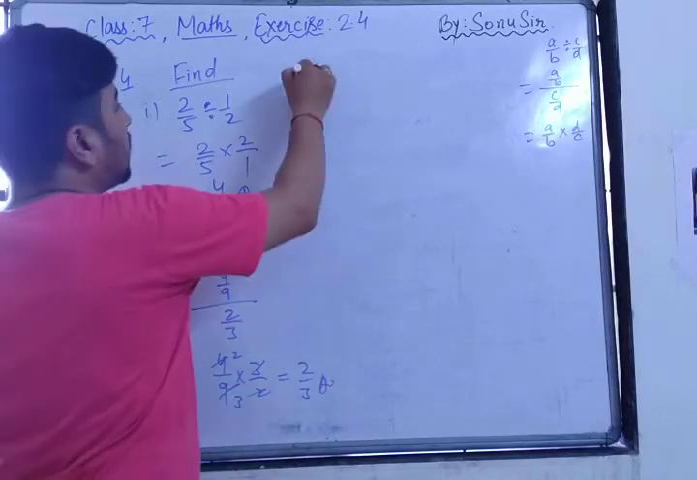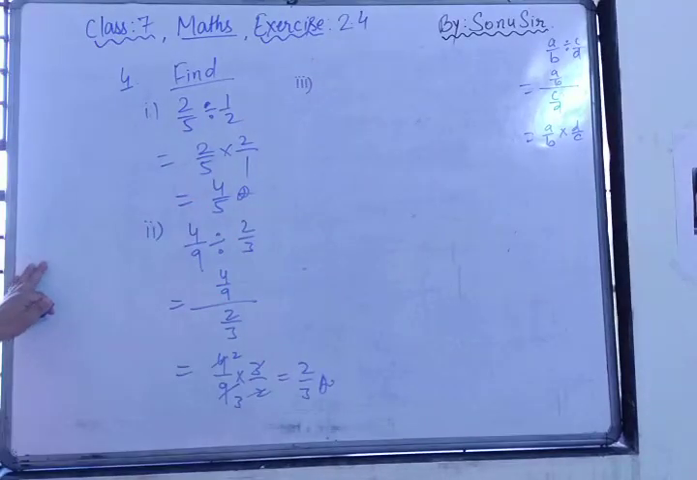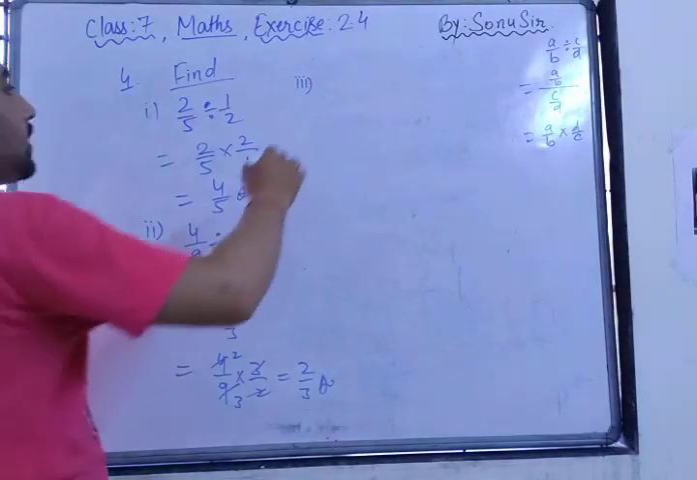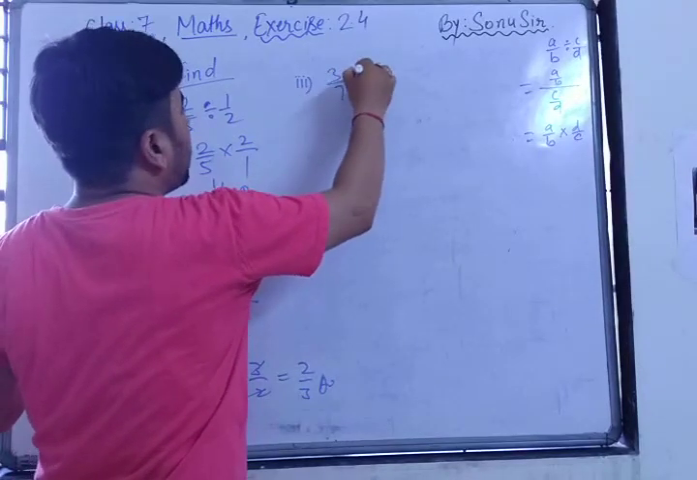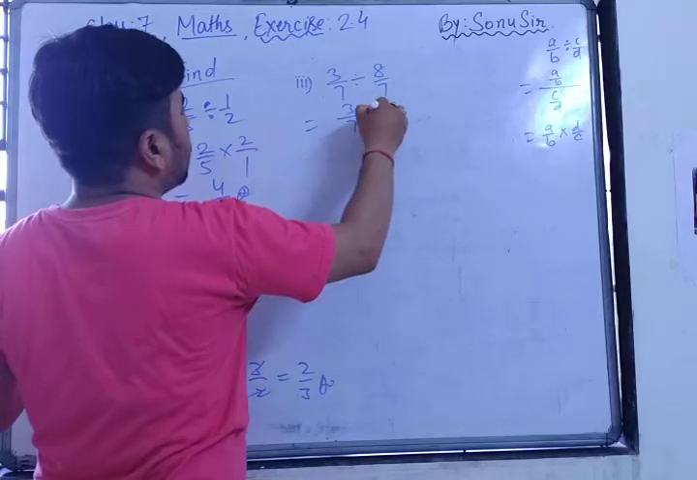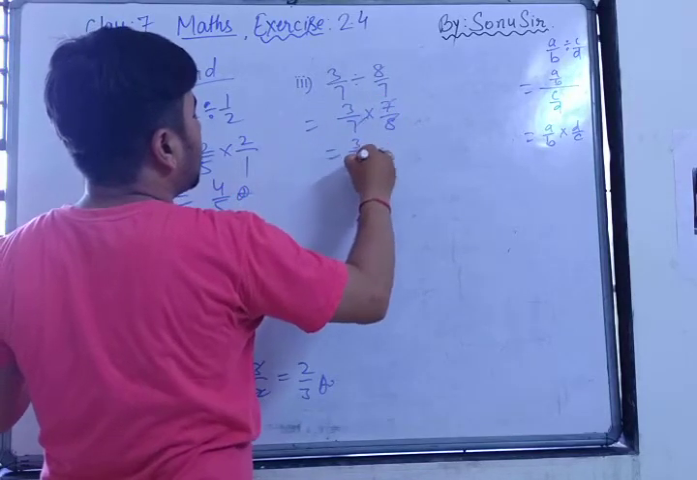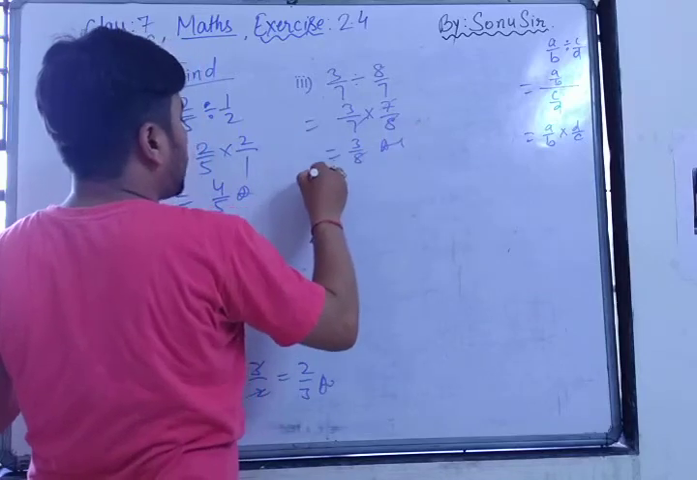Answer. Question number third. Third question is 3 by 7 divided by 8 by 7. Very easy. You can directly write 3 by 7 into 7 by 8. Okay? 7 7 cancel. 3 by 8. Answer.